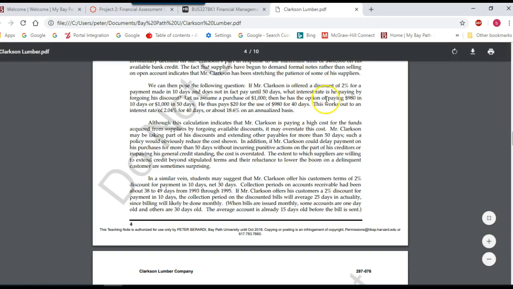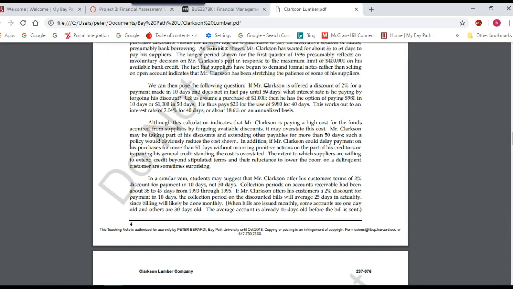Mr. Clarkson is offered a discount of 2% for payment made in 10 days and does not in fact pay until 50. What interest rate is he paying by foregoing his discount? They give you that right here.